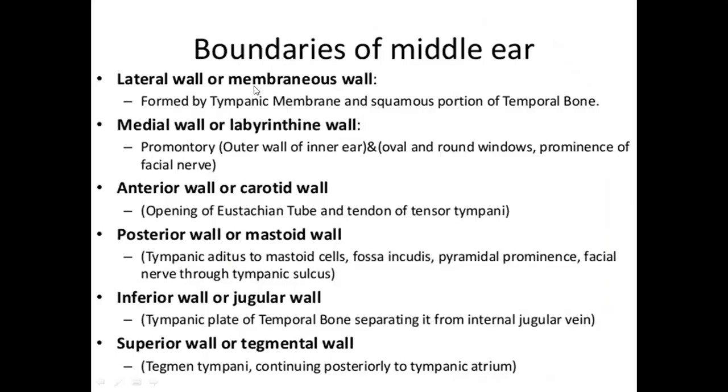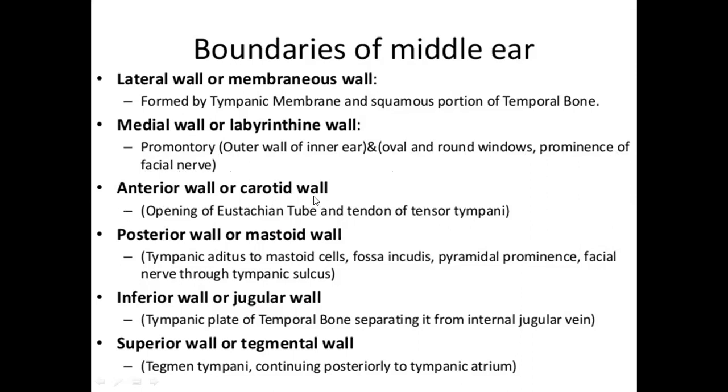So the lateral wall of the tympanic cavity is a membranous wall. It is formed by the tympanic membrane, which is present in the squamous portion of the temporal bone. The medial wall is formed by the lateral wall of the inner ear and the promontory. The promontory is the first turn of the cochlea. Okay, outer wall of the inner ear. It contains the oval window. It contains the round window. Okay, and it contains the prominence of the facial nerve. So the facial nerve from the vestibule of the inner ear comes towards the medial wall, and from the medial wall it transmits to the posterior wall. This we'll discuss in a while.